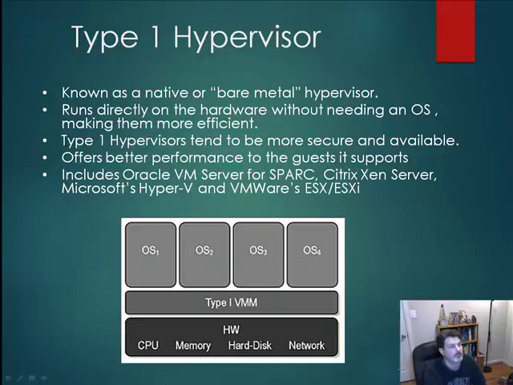So Type 1 hypervisors tend to be more secure, more stable, more reliable, and certainly more efficient because we're not having to eat up the resources with the traditional operating system, or talk through all that code through the operating system to get the hardware to do what we want it to do. Type 1 hypervisor vendors include Oracle VM Server for Spark, Citrix XenServer, Hyper-V, and VMware's ESX and ESXi. All use a Type 1 hypervisor in today's environments.